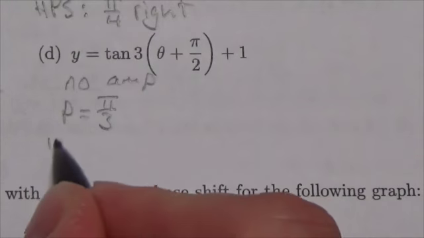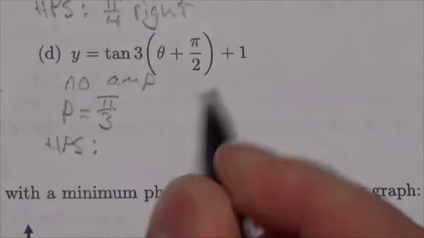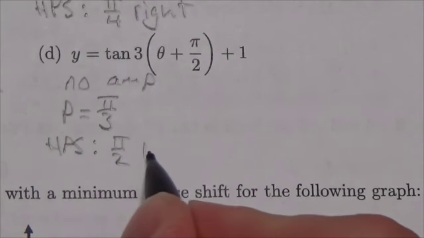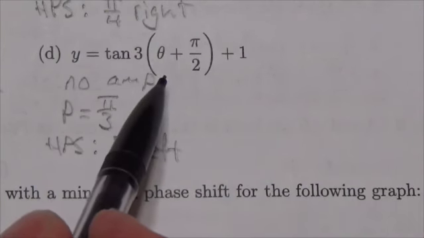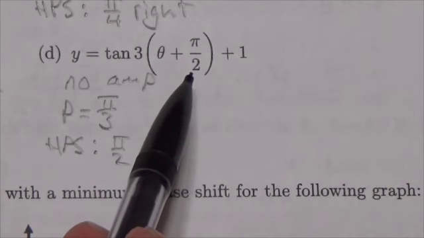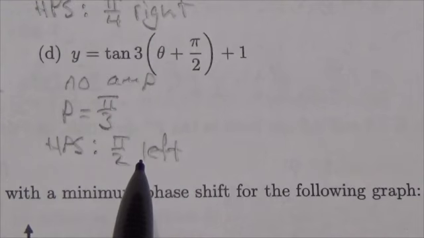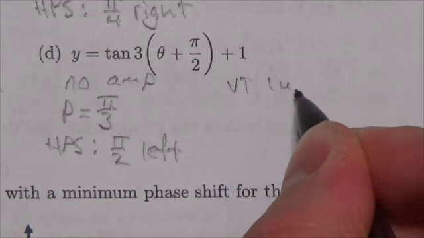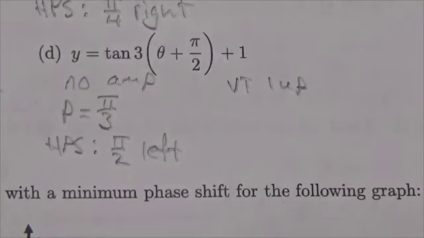The horizontal phase shift is going to be this pi over 2 to the left, because again, if I was going to try to isolate the theta, the last thing that I would do would be to move that pi over 2 over. I'd have to subtract it from both sides. And then there's been a vertical translation of 1 unit up. That's what that 1 is outside.